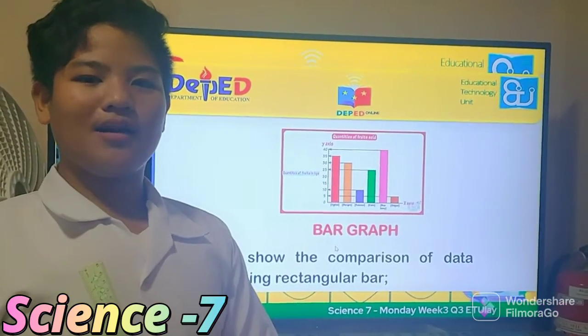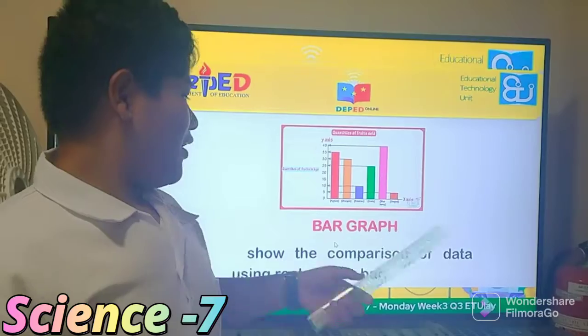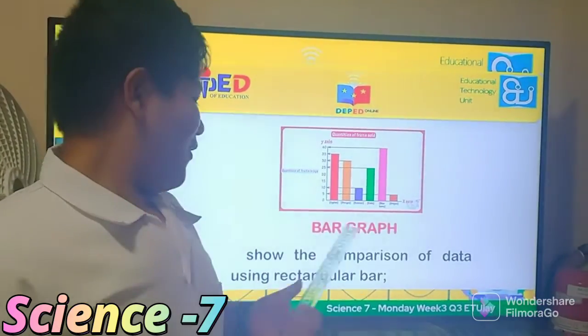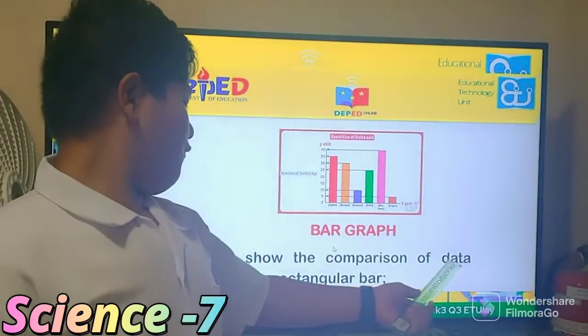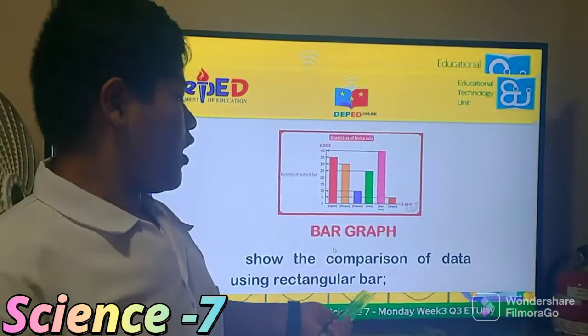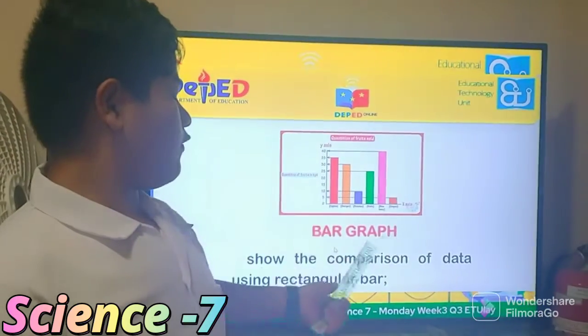Another type of a graph is bar graph. What is a bar graph? A bar graph shows the comparison of data using rectangular bars. This is an example of bar graph.